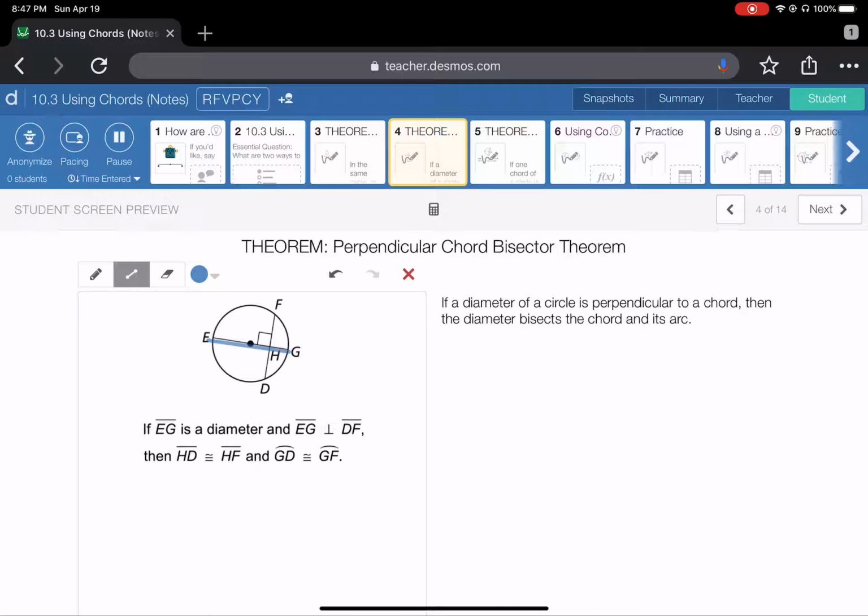If that creates a perpendicular, and remember perpendicular means it creates a right angle, so if our diameter creates a right angle with a chord, then our chord is being divided equally. So FH is the same as DH. Those two pieces are congruent, they're being bisected. And then my arc FG is the same as my arc GD. HD and HF, the two segments in the middle, the purple, are the same because the diameter is perpendicular, creating a 90-degree angle. And that means that our arcs are also congruent.